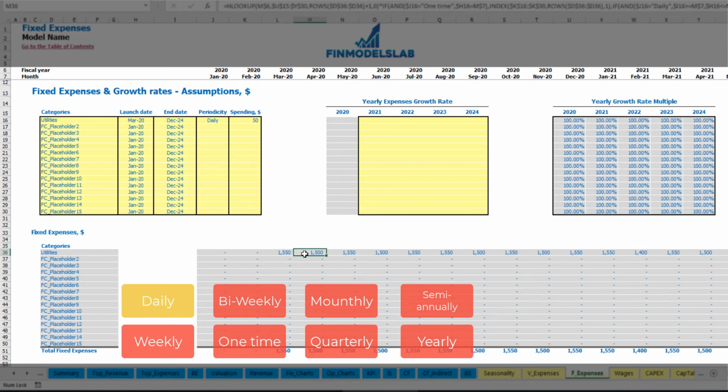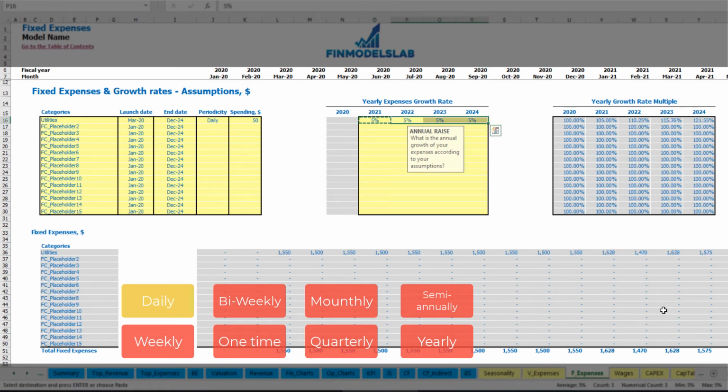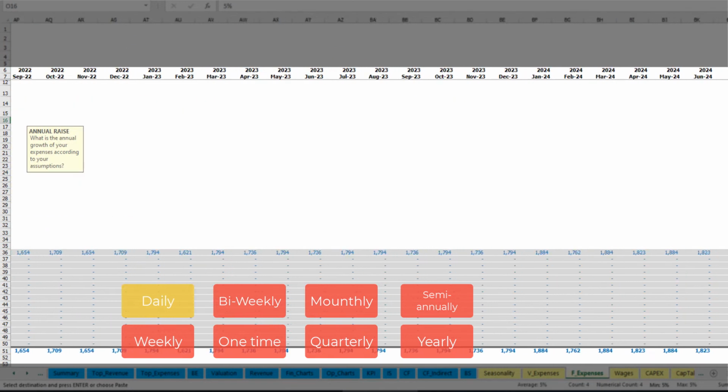It is calculated based on the count of days within this month. So obviously in March 20 you have 31 days, that's why you will have 1550. In April you have 30 days, this means this will be $1500. Also you have the ability to input some growth rate year over year. Once you input this growth rate, you will see that your utilities will grow over the years.